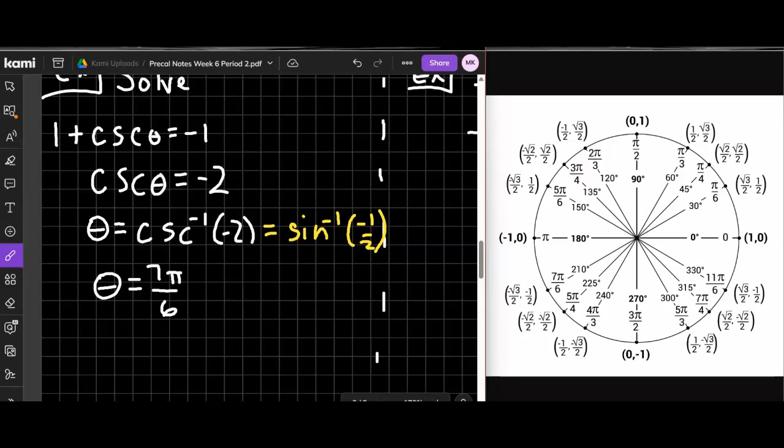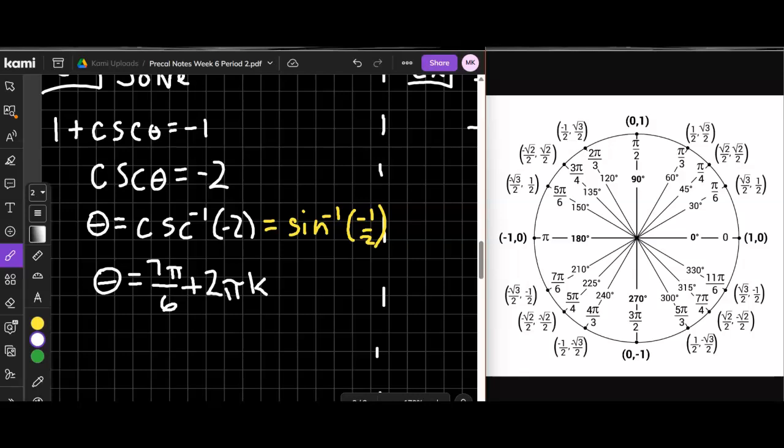But because we are not restricted to any set range, any set interval for our radians, we are adding on that 2 pi times our counting integer. So 2 pi times k, and theta is also equal to that 11 pi over 6 plus 2 pi times that k value.